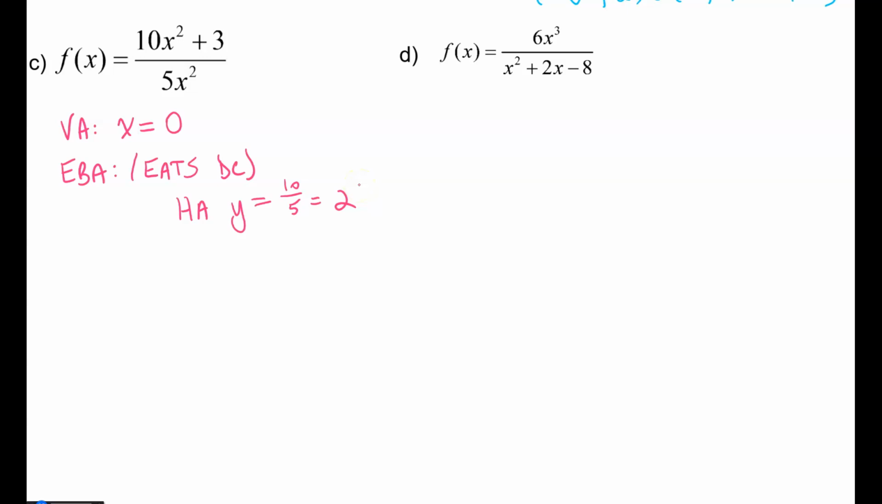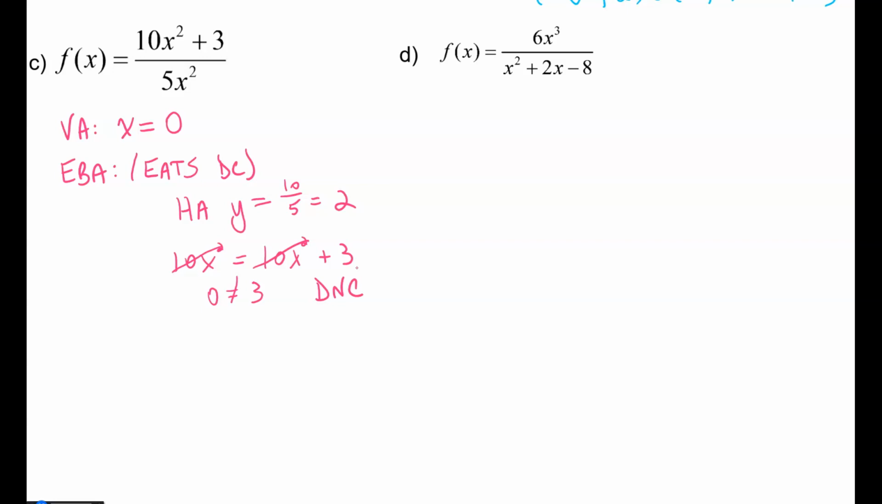So again, I want to check for crossing, which means I'm going to set the equation equal to 2. When I multiply the denominator over, that's going to give me 10x squared on the left equal to 10x squared plus 3 on the right. My 10x squared terms will cancel each other out, leaving me with 0 equals 3. Again, false statement, so this does not cross, and I'm going to go ahead and start abbreviating does not cross with a DNC.